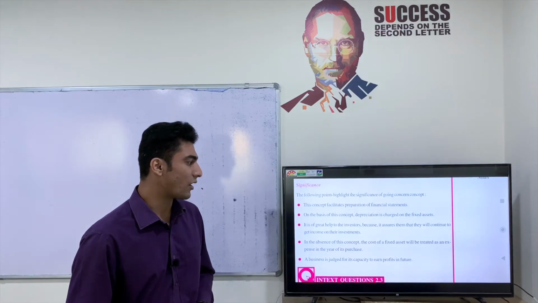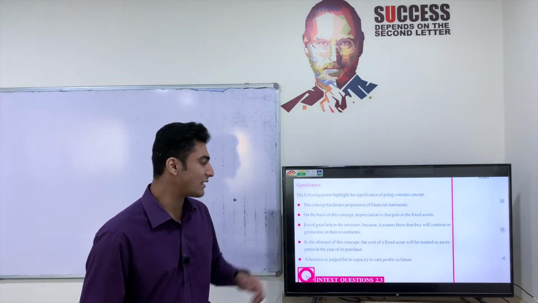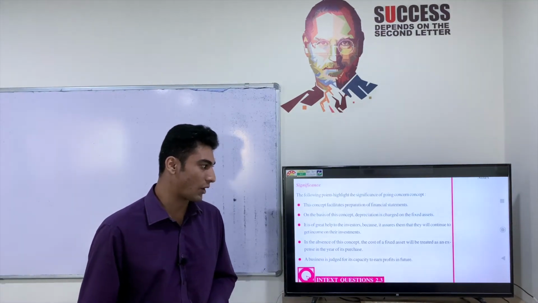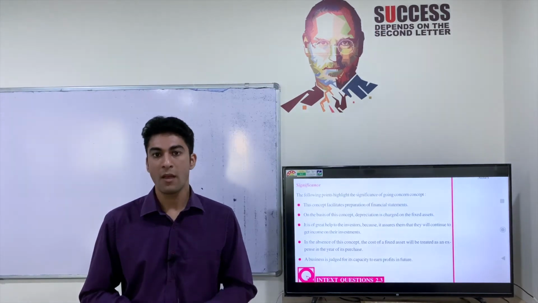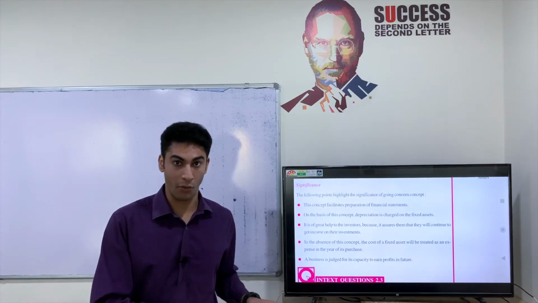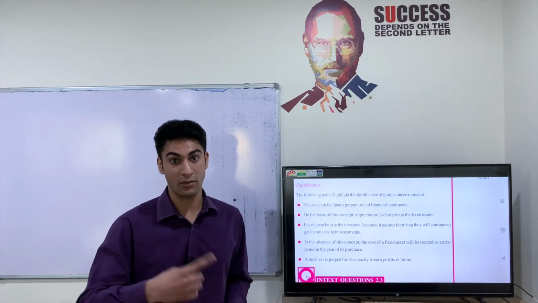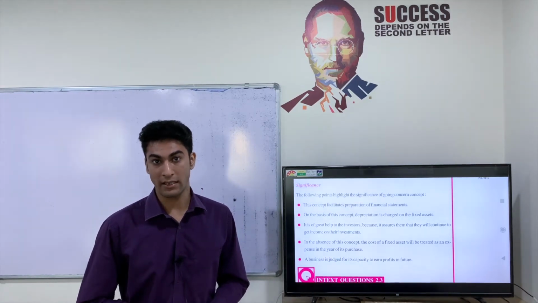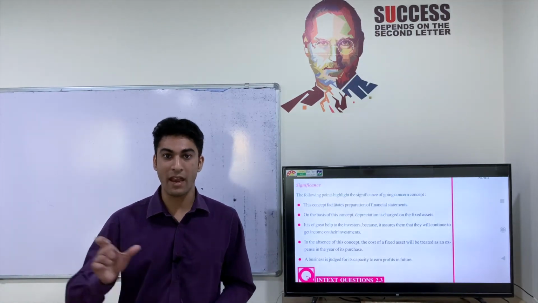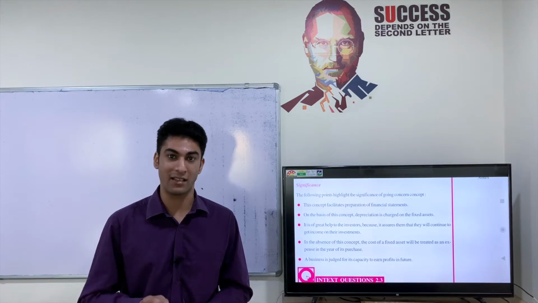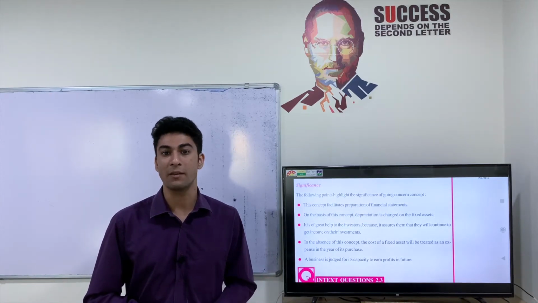The value of your assets is going down. On the basis of this concept, which we have discussed, it is of great help to the investors because it assures them that they will continue to get income on their investments. Investors are assured that the business is constantly moving forward. It is going to go on. It is never going to come to an end. That's why it assures the investors, and that is the reason investors would like to invest their money.